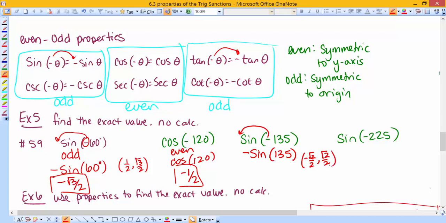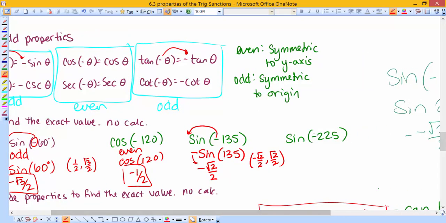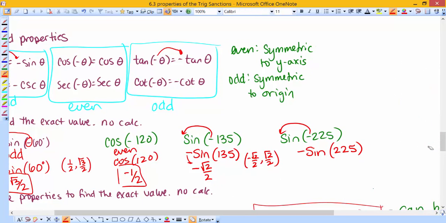So hopefully that's the ordered pair that you found. Sine is the y value, so it's negative root 2 over 2 because you have that negative out front. All right, last one. Again, sine is odd, negative goes to the front. I'm doing this one more because this is the one that a lot of students struggle with, is they just want to get rid of that negative, like with the cosine. So be very, very careful.